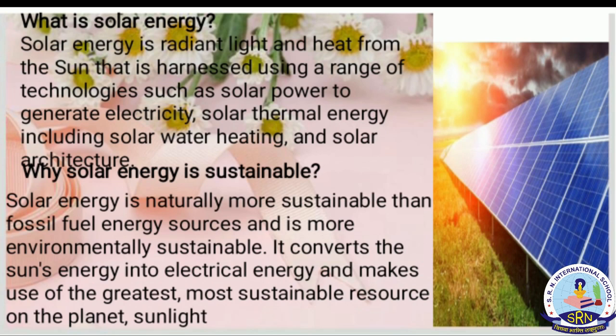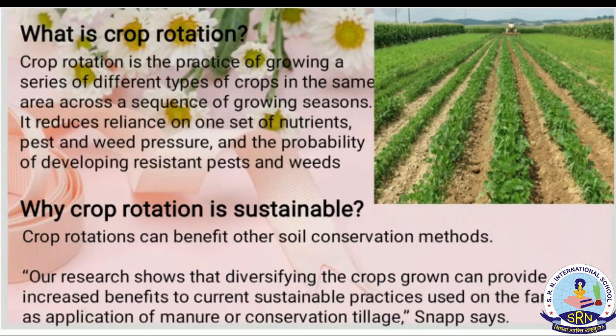Why is solar energy sustainable? Solar energy is naturally more sustainable than fossil fuel energy sources and it is more environmentally sustainable. It converts the sun's energy into electrical energy and makes use of the greatest, most sustainable resource on the planet, sunlight.